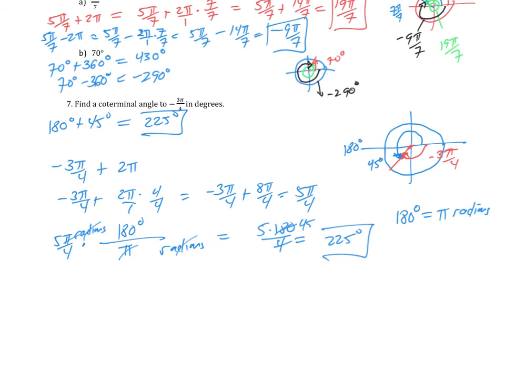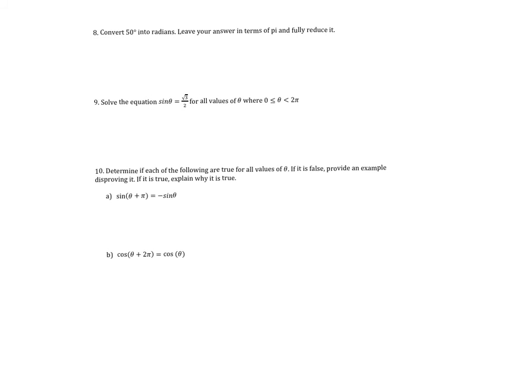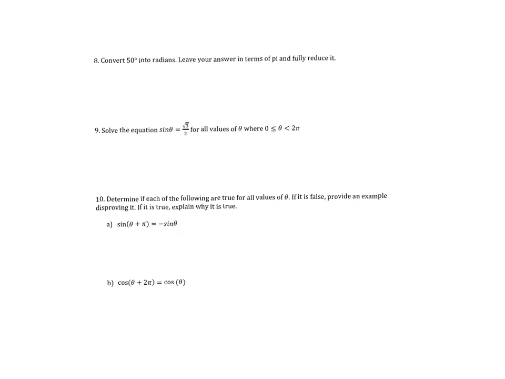Okay, let's flip to the next side. So then the next page, we've got a problem where we're going to just convert from degrees to radians. So if we want to convert 50 degrees into radians, we're going to say we have 50 degrees.